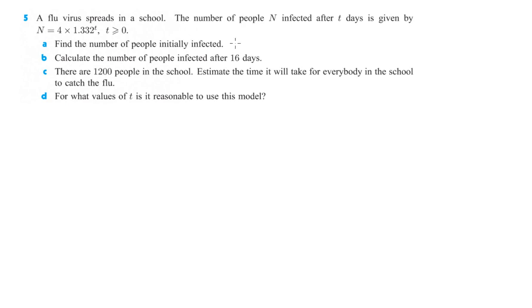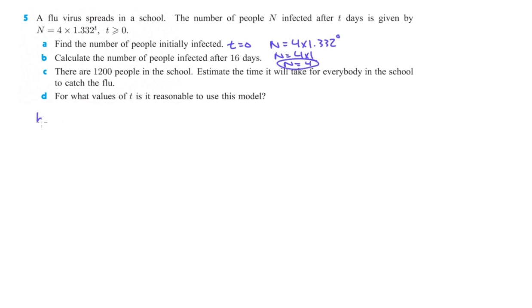Okay, so initially infected is when T equals 0. So if we plug in 0 for this T, we have N equals 4 times 1.332 to the 0 power, right? Anything to the 0 power is just 1, so N equals 4 times 1. So the number of people that were initially infected was just the 4.